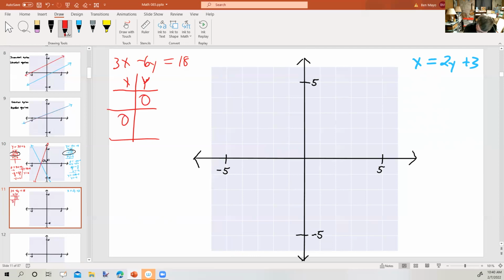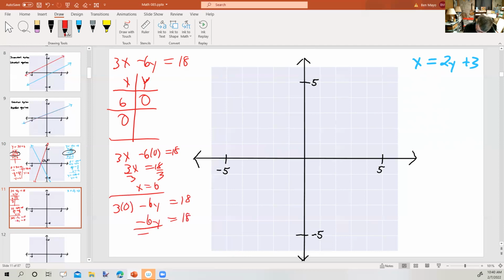So if y is 0, I get 3x minus 6 times 0 equals 18. So 3x equals 18, x equals 6. If x is 0, I get 3 times 0 minus 6y equals 18. So negative 6y equals 18. Divide both sides by negative 6, y equals negative 3. 6, 0 is right there. 0, negative 3 is right there.